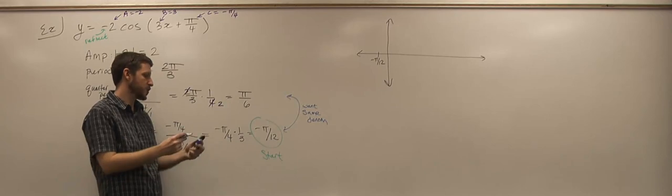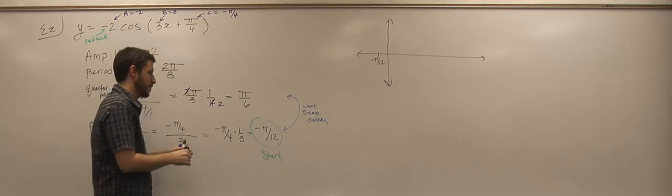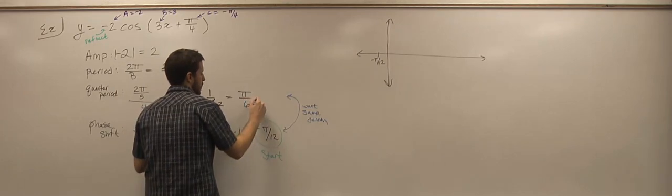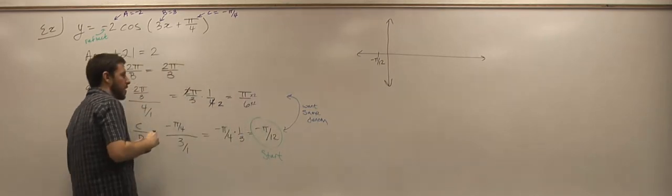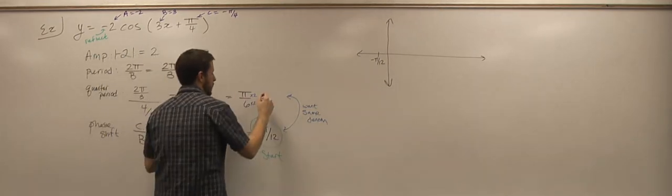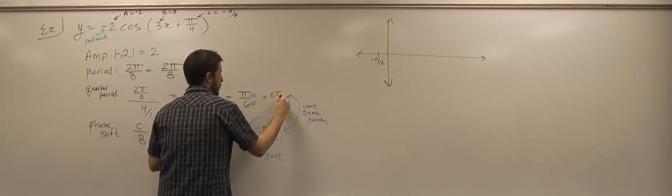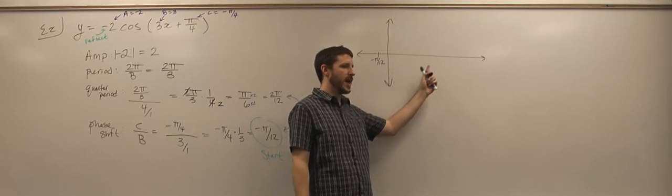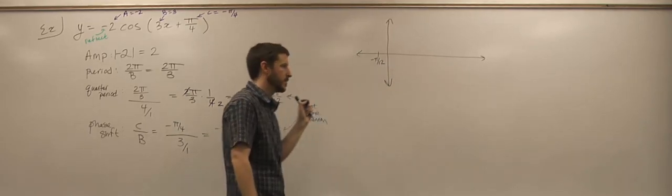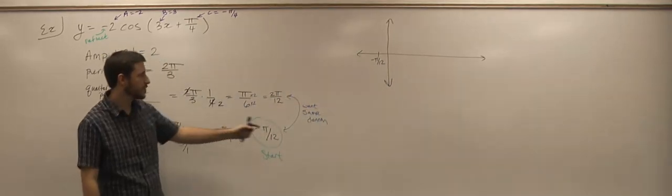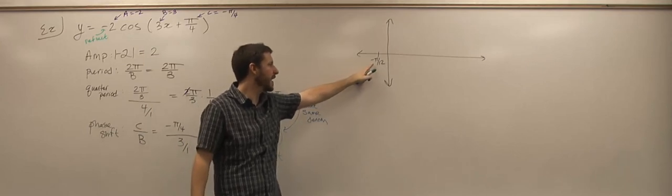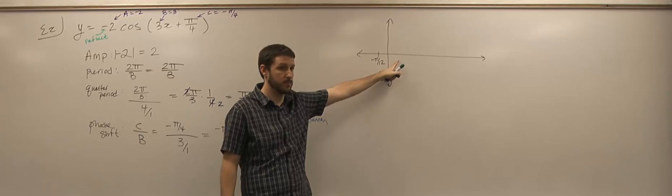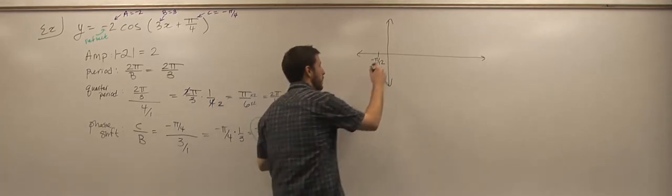How do you write pi over 6 with a 12 denominator? Multiply top and bottom by 2. So 2 pi over 12. So I did that so that I can go in easily now and add my quarter period every time. Starting from negative pi over 12, if I add 2 pi over 12, where do I land? Positive pi over 12.